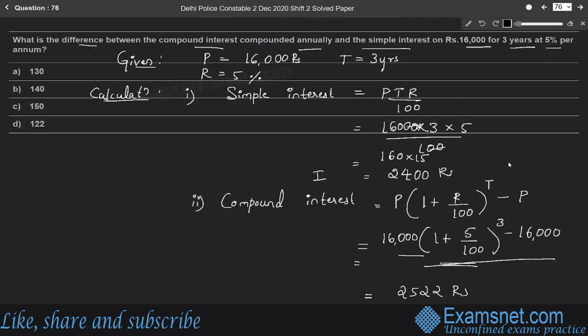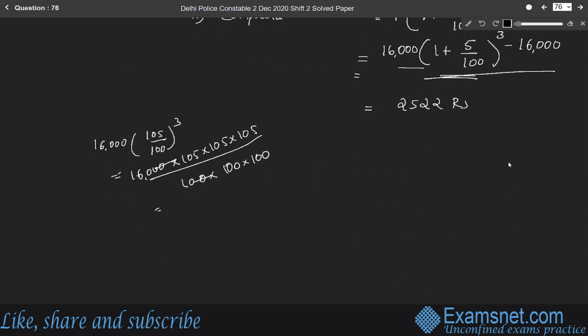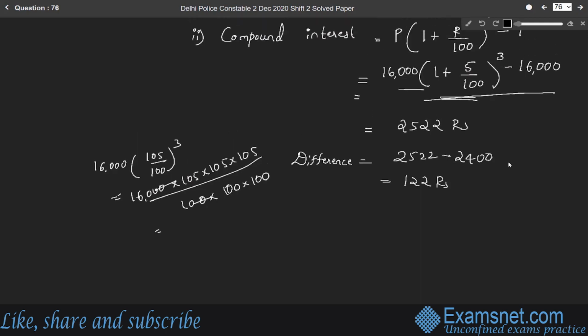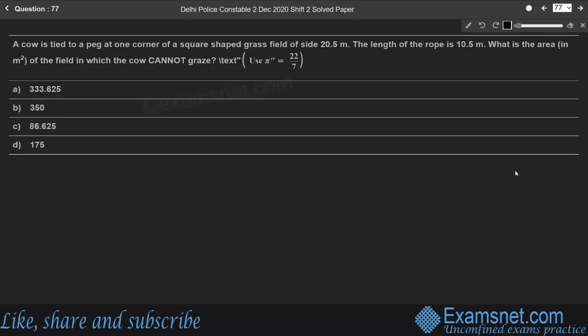So what is asked in the question? Difference between compound interest and the simple interest. Here compound interest is more than the simple interest. So difference is equal to 2,522 minus simple interest 2,400. Hence it is 122 rupees. So the difference is 122 rupees. Hence option D.